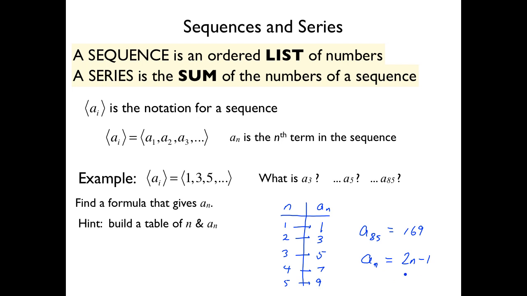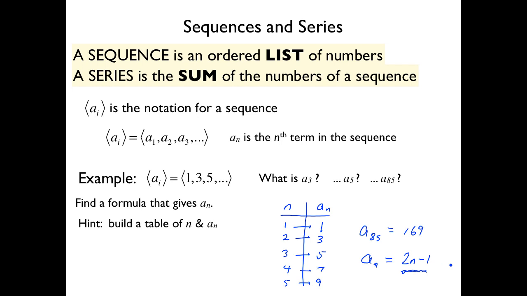So sequences you can think of, they're very much like a function. But your independent variable is just like the counting numbers: 1, 2, 3, 4. Those are your only values of the independent variable. And then sometimes, not always, you'll have a relationship that will determine what the nth term of the sequence is. In this case, 2n minus 1.